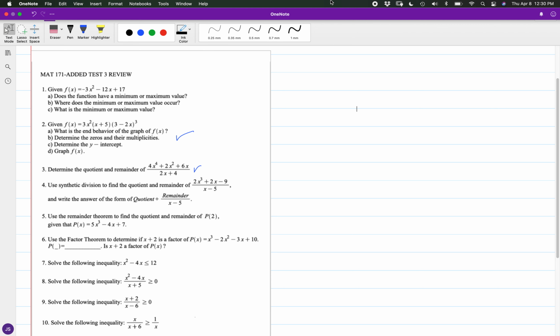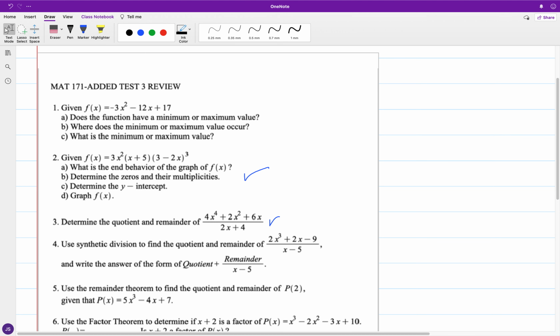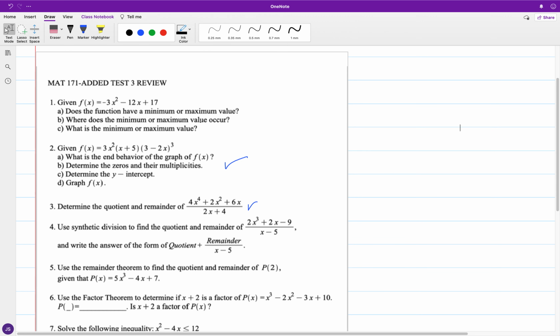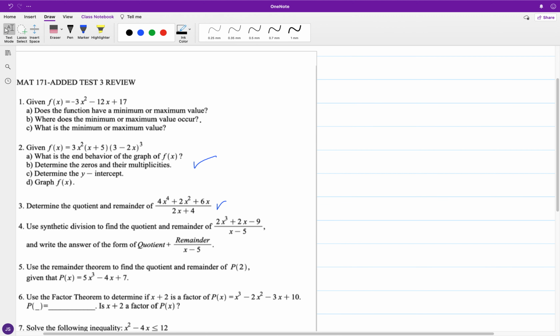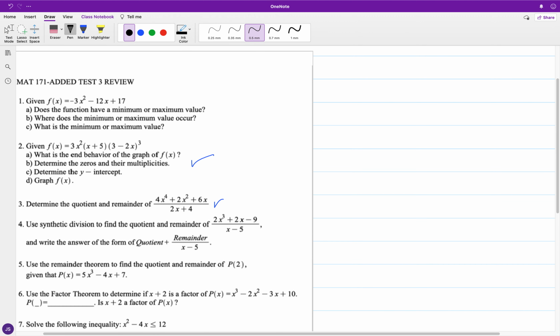And now, just looking again into the review items from the added test 3 review. Now, we looked at numbers 2 and 3 on Tuesday, and just looking at the rest of the items. For number 1, again, just going back to quadratic functions, we have a given function, f of x is equal to negative 3x squared minus 12x plus 17. And it's asking, does the function have a minimum or maximum value? Okay, again, this is not a yes or no question. It is whether the value is going to be a minimum or a maximum.